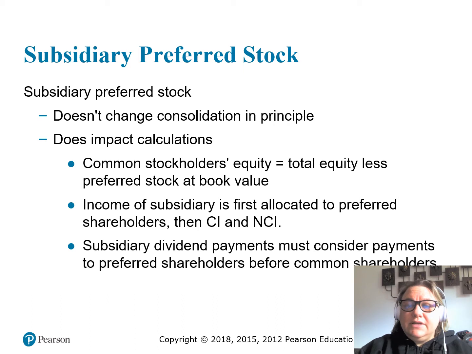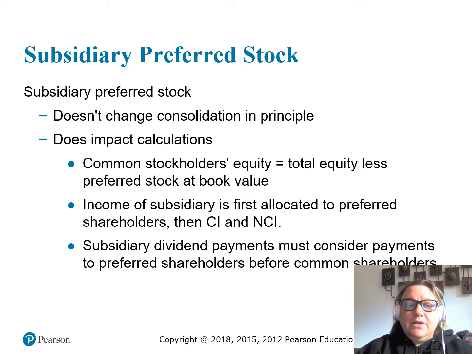Common stockholders' equity is equal to total equity less preferred stock at book value, which makes sense. Notice how they say common stockholders. It's kind of confusing because there's a lot that goes into equity, but equity is always broken up between common and preferred. So once you have the total equity, all you have to do is subtract out the preferred to get the common stock, is what I'm trying to say.